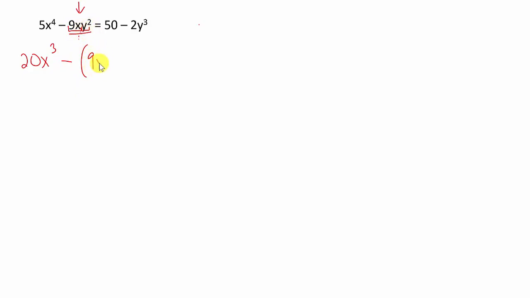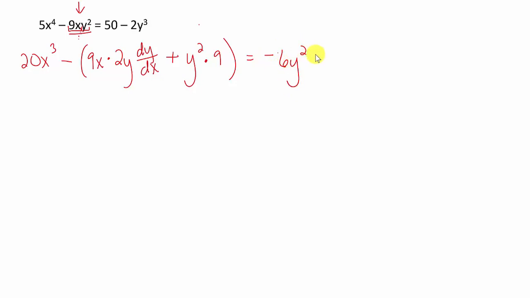So first times the derivative of the second, the derivative of the y squared would be 2y dy/dx. Every time you take a derivative of y, you're going to put dy/dx. Plus the second times the derivative of the first. The derivative of 9x is just 9. Equals, the derivative of 50 is 0. So be careful with that. And if that was all that was here, I would write 0. But the derivative of negative 2y cubed is going to be negative 6y squared dy/dx.